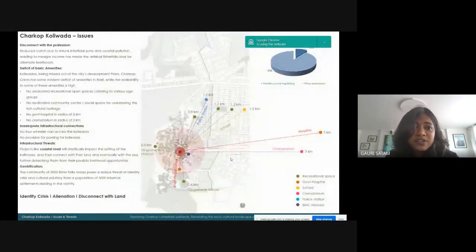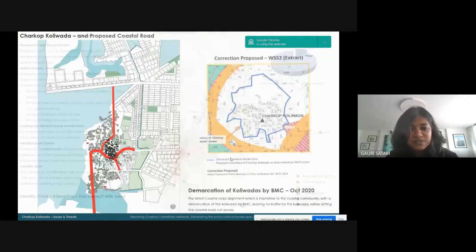So, trying to understand what threats this community faces: right from a disconnect with the profession because of a loss of their intertidal landscape, to a deficit of basic amenities like open spaces or a crematorium, to inadequate infrastructural connections, no road coming in. Infrastructural threats like the coastal road actually cutting across the Koliwada very insensitively. There is also gentrification, like a pressure from the informal settlements coming up along the fringes. And importantly, an identity crisis, an alienation, a disconnect with the land that has happened with this community.